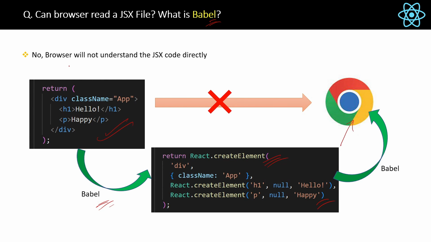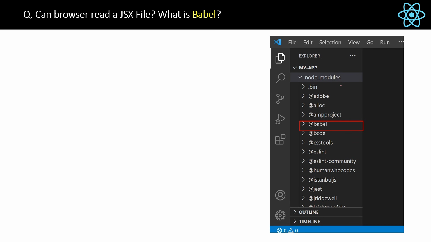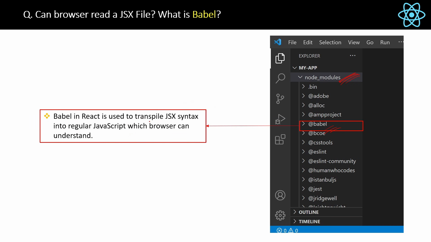So the next part of the question is, what is Babel? If you remember, we have this node_modules folder installed by npm in our project. Okay, and inside this we have this Babel library. What does Babel do? Babel in React is used to transpile JSX syntax into regular JavaScript which the browser can easily understand. So that is the role of Babel. Okay, it transpiles that JSX syntax, and this is the answer to this question.